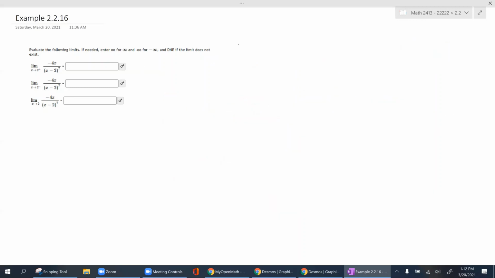Similarly, if you have a number that's being divided by a very, very small but negative number, what do you think this is going to be? Negative infinity. If you had something again like this, also here, this would also be negative infinity.